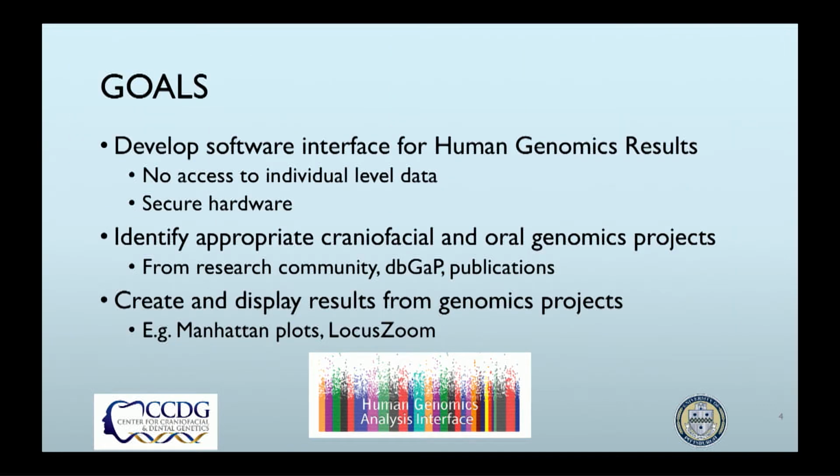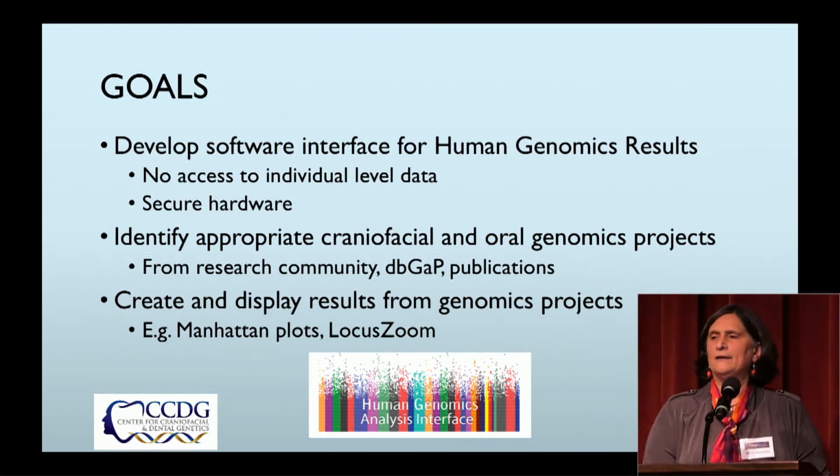Okay, so first, these are the goals that we had in our original submission and continue to be the goals. This is to develop a software interface for human genomics results. We wanted this to be convenient for people in the research community who wanted to see what kinds of results are out there from our human genomics studies. We wanted this interface to not require access to any individual level data. The databases that we have up here are all available at the individual level in places like dbGaP.